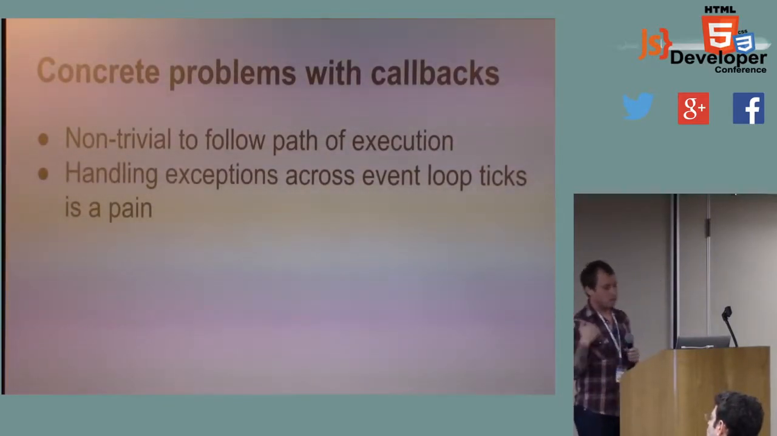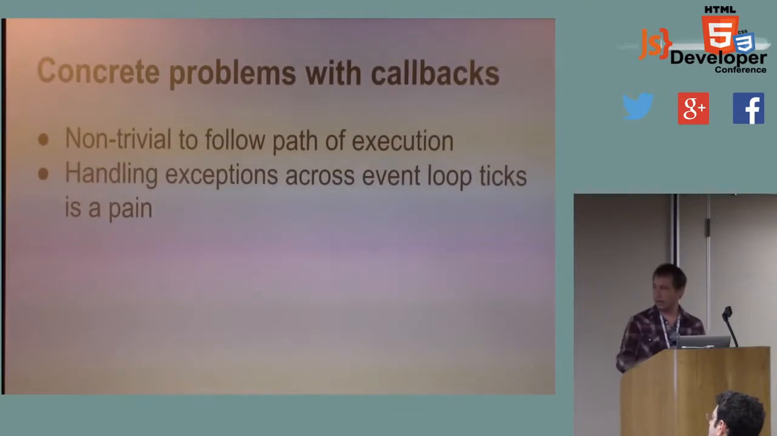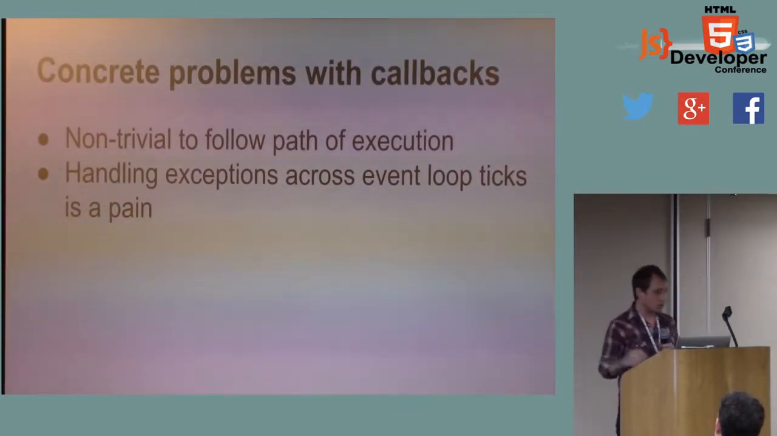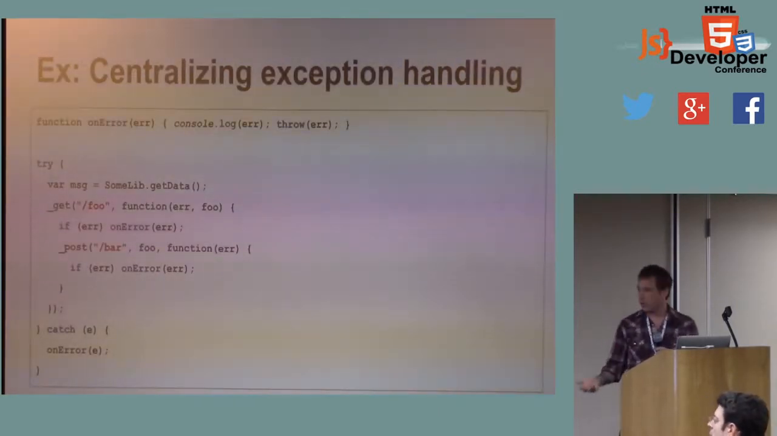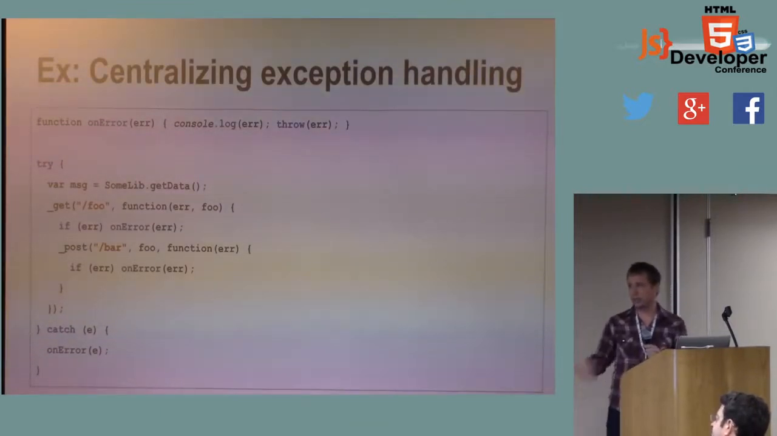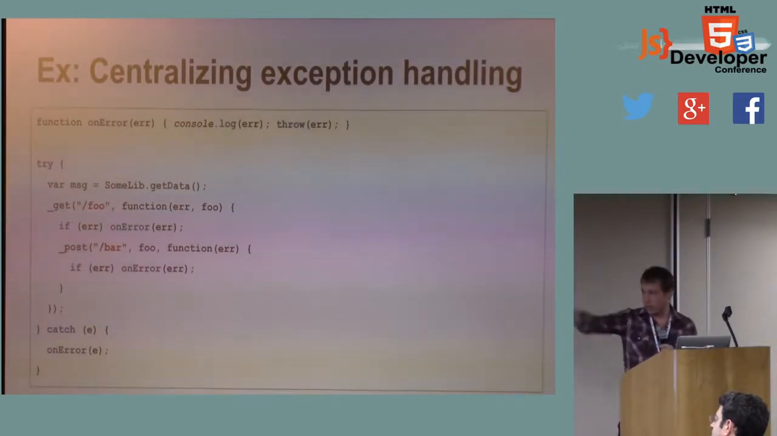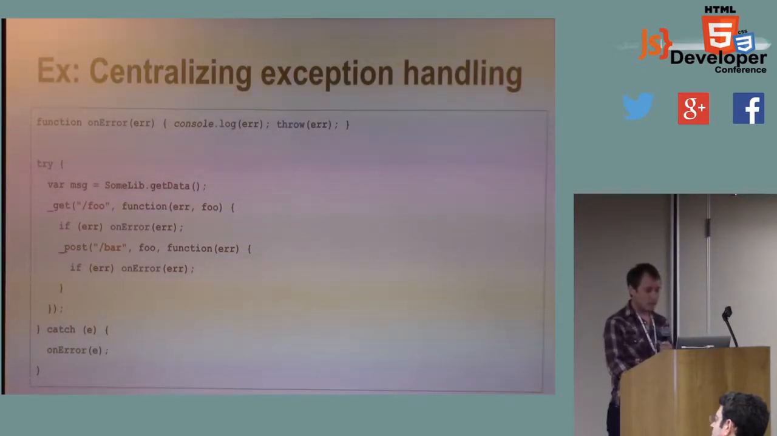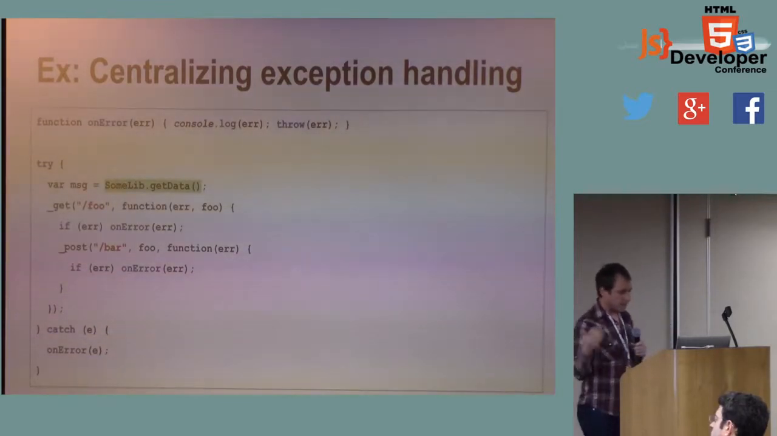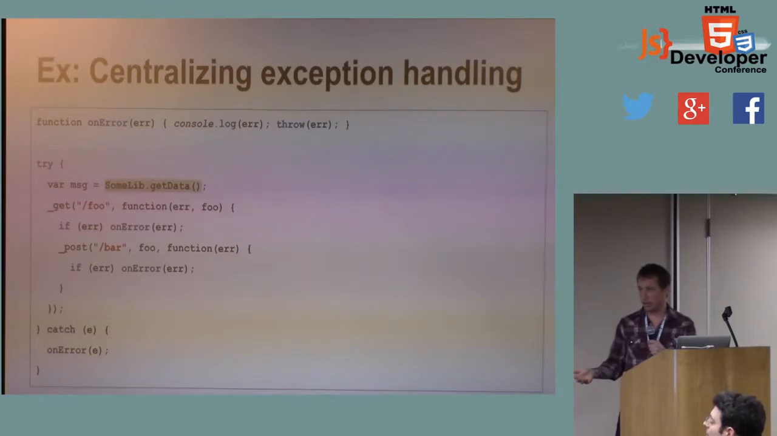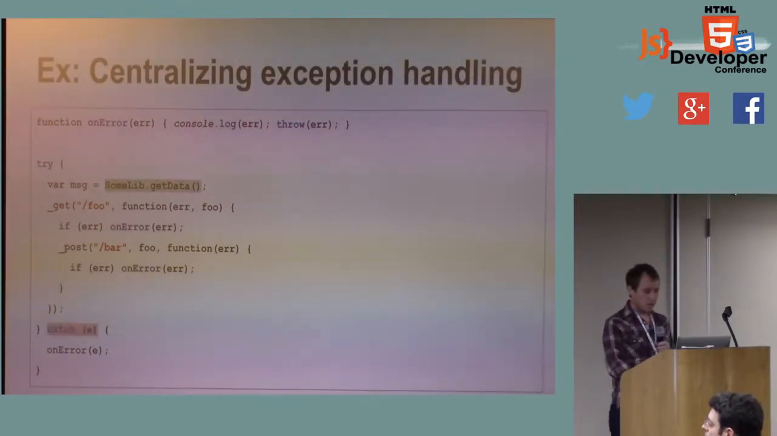Other gripe is that handling exceptions, or handling errors, across event loop ticks is a pain in the butt. Try and catch only work for synchronous operations, or rather operations that occur on the same tick of the event loop as you are evaluating the try catch. So this is the example I showed in the beginning. We'll step through what's going on. So you can imagine that some lib.getData is a synchronous operation. And when it raises an error, we can catch it with try catch.